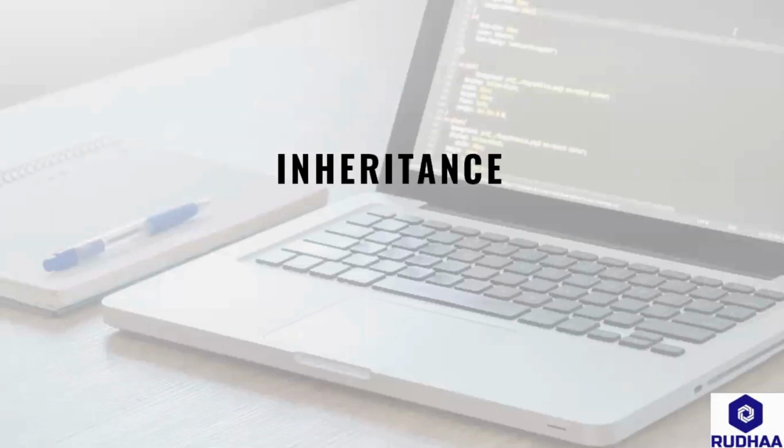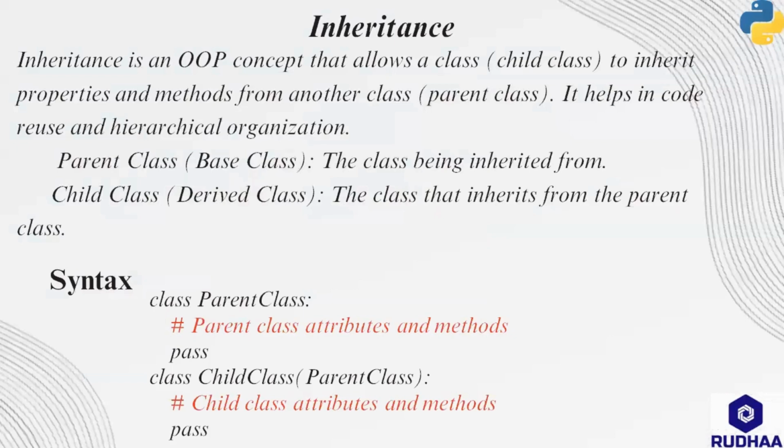So first is inheritance. As the word suggests, it is inheriting the characters from a parent. The child is inheriting some characters from a parent, that is called inheritance. In OOP, it allows a class, which is said to be a child class, to inherit the properties and methods from another class, which may be called a parent class. So parent class is called a base class and child class is a derived class.